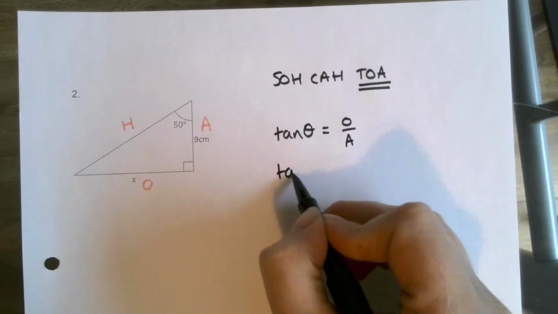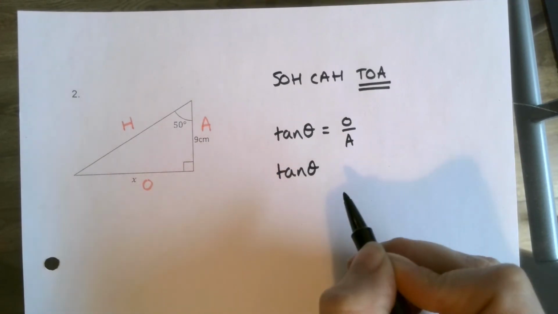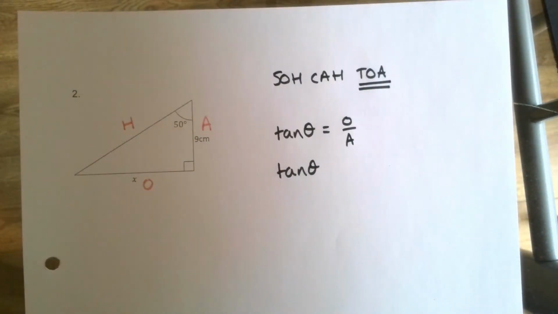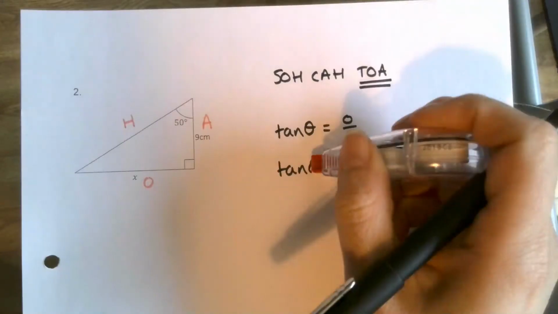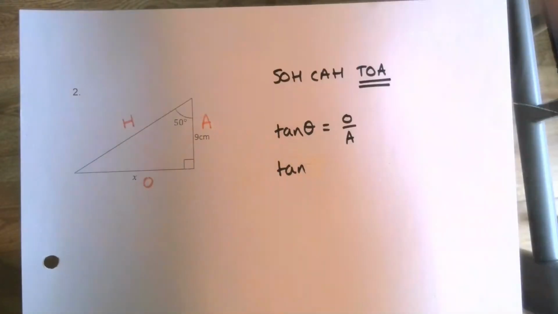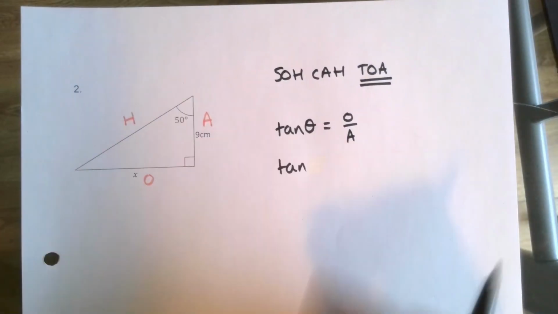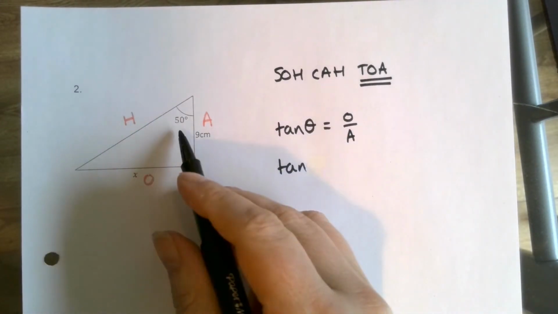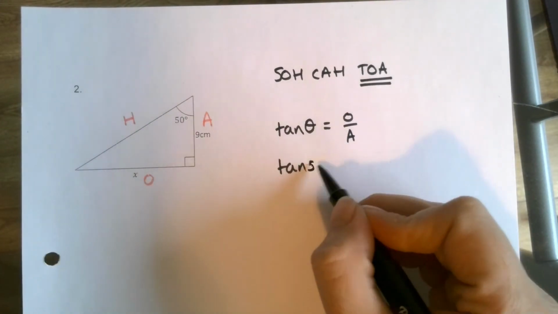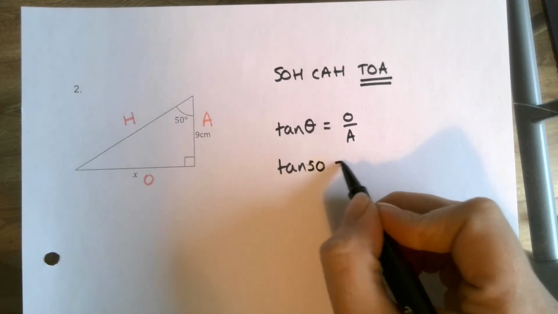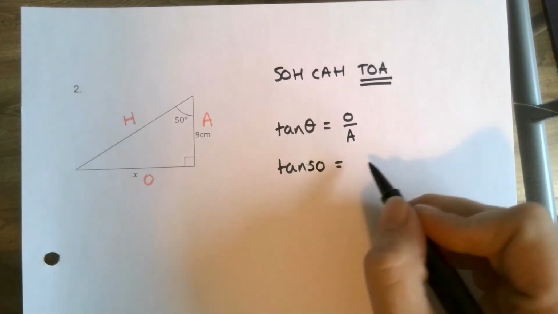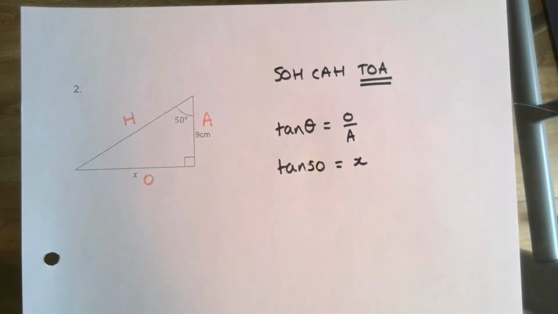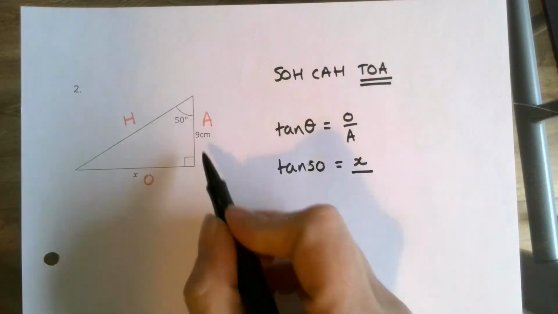Hang on a second. First mistake. Hopefully that's only my first mistake and there's none I haven't noticed. So tan, we know angle theta is 50. So tan of 50 equals, opposite is this side we're trying to find, x, and the adjacent is 9.